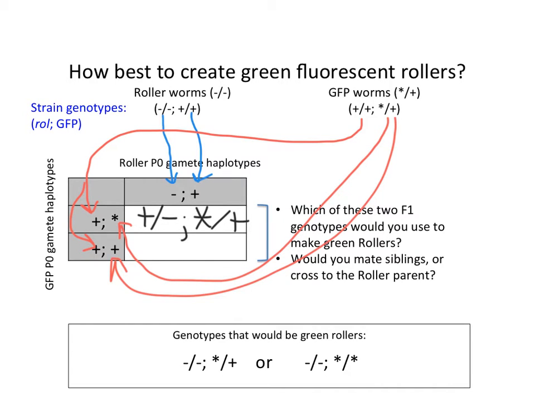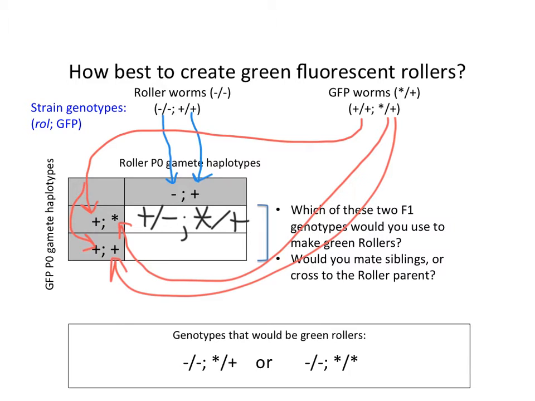Who thinks this is a roller worm? Raise your hand. Who thinks this is not a roller worm? If even one person raised their hand, that would have been a yes. Nobody raised their hand for the first. So it only has one copy of the mutation, the minus, at the roller gene, so it's not a rolling worm. But is it fluorescent? I want to see a lot of heads nodding. Yes, thank you. Okay. Because it's got one copy of the gene that makes green fluorescence, the asterisk. So this is a non-rolling green fluorescent worm.